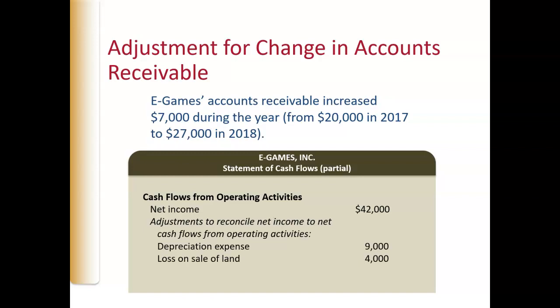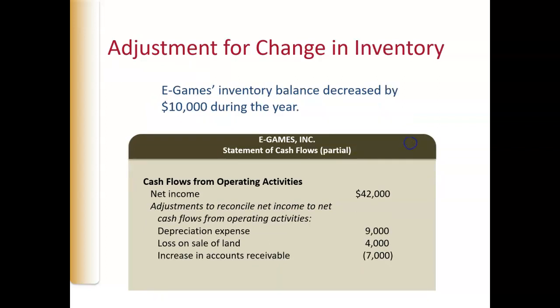E-Games, accounts receivable increased $7,000 during the year. It went from $20,000 to $27,000. If it increases, what are we going to do? Subtract it. An increase in a current asset, we do the opposite. We subtract it. Got it? E-Games inventory balance decreased by $10,000 during the year. If there's a decrease in a current asset, we're going to do the opposite with it. We're going to add it.